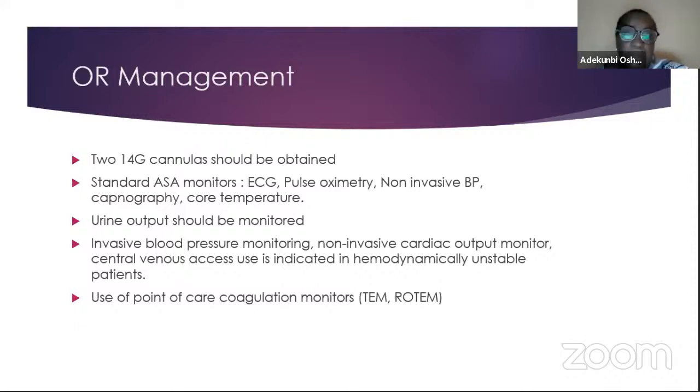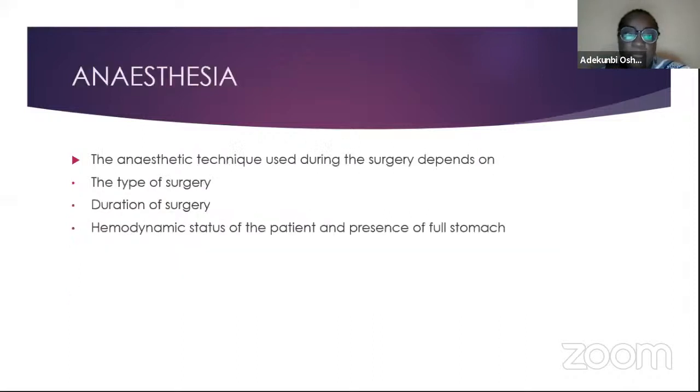Then in patients that are unstable, that require surgery as fast as possible, invasive blood pressure monitoring must be done. Non-invasive cardiac output monitor and central venous access must be done in all these patients. Then it has been advocated for because they are prone to coagulopathy and also because they receive a lot of blood and blood products which can make them worse. So they must have continuous point of care coagulation monitors, which include the thromboelastogram and the rotational thromboelastogram. For this patient, you want to make sure you maintain the platelets greater than 100, the prothrombin time less than 15 seconds, also the fibrinogen greater than 100.